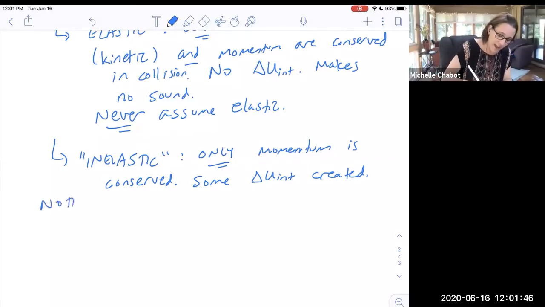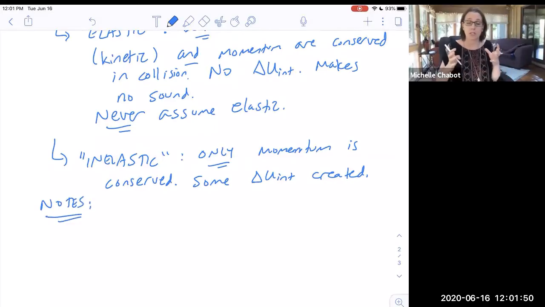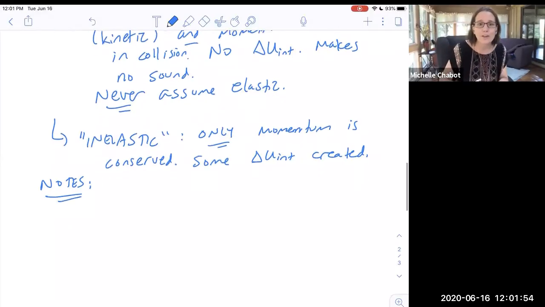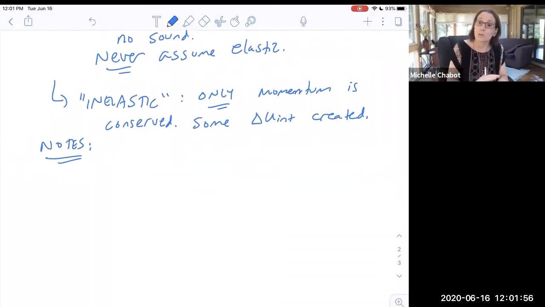Okay, so the main type of collision we experience is going to be inelastic. So we need to be very careful not to use energy when we should be using momentum, right? So energy is specifically not the tool to use during a collision because of that added delta U internal. We don't know how much it is.